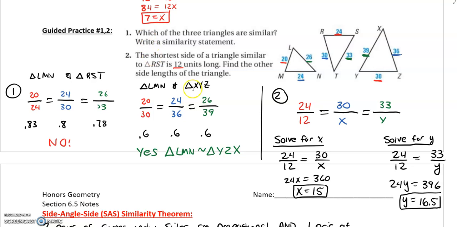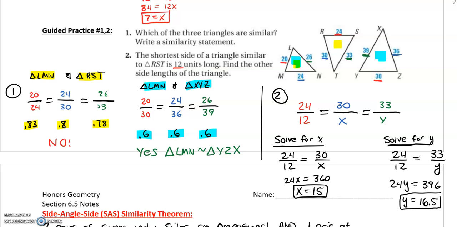So let's start with question 1. So what I did first here, and I'll use my mouse to point out some important things, we tried LMN and RST first. So that's the left triangle and the middle triangle. And I set up my shortest sides as a ratio, my medium sides, and my longest sides. And notice that I got 3 completely different numbers. That means they are not similar. So then I turned my attention to LMN, again, the left one, and XYZ, the one on the right. Thankfully for try number 2, I got 0.6, 0.6, and 0.6. Therefore, these are going to indeed be similar.